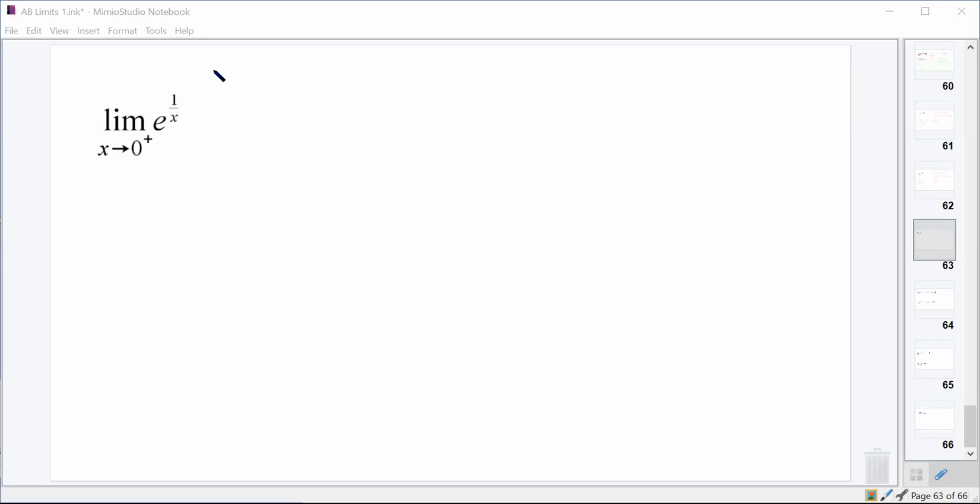Should we start by plugging in the 0? All right, plug in the 0. That's always the best thing to do to start, right? So if I plug in 0 from the right, what is that going to do for us here? We get an undefined exponent, which is a problem. So let's substitute out that undefined exponent. Let's let U equal 1 over x. If x is approaching 0 from the right, what is U approaching?